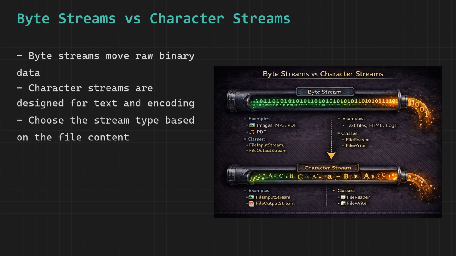Java categorizes all data flow into two main types, byte streams and character streams. Think of a stream like a pipe where data flows from one place to another. One end of the pipe is the source where data comes from, and the other end is the destination where data goes to. Java provides different types of pipes depending on what kind of data you are moving.